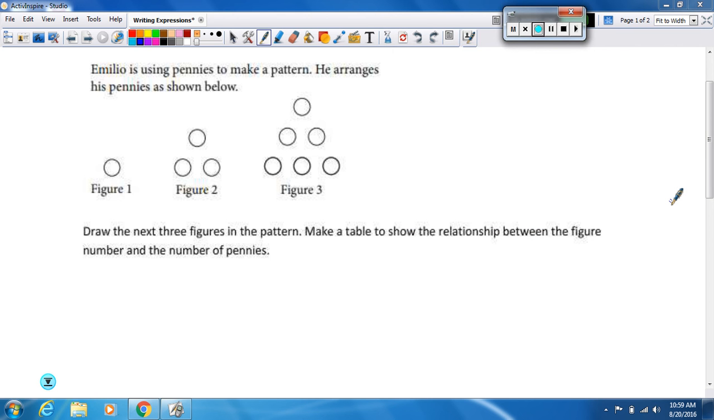Okay, Emilio is using pennies to make a pattern. He arranges his pennies as shown below: Figure 1, Figure 2, and Figure 3. Draw the next 3 figures in the pattern. Make a table to show the relationship between the figure number and the number of pennies.